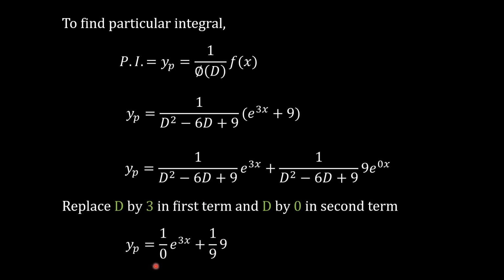So that will give us yp = (1/0) e^(3x) + (1/9) into 9. See, when we replace in the first term D by 3, the coefficient of x in the exponential function, our denominator became 0. So here the first term is the case of failure. So in that case, how to evaluate particular integral further? Recall the procedure again. So what is the formula?